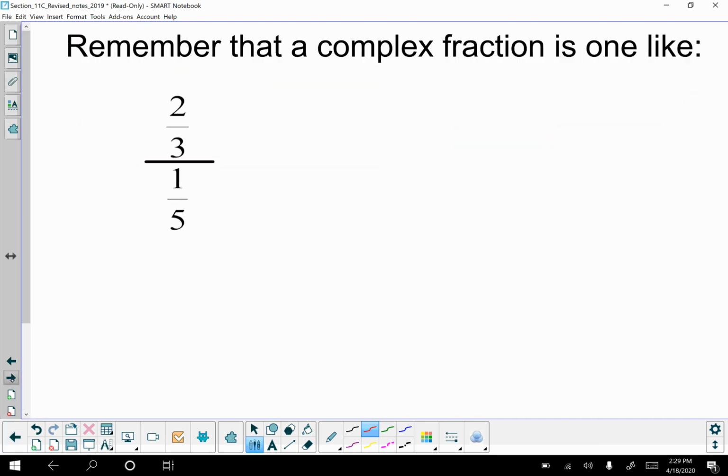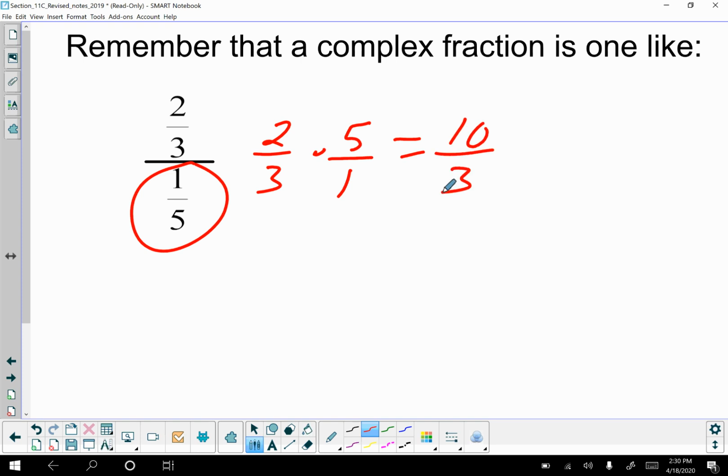All right, so the complex fraction, remember it's this, 2 over 3 times 5 over 1. You'd flip over the bottom, reduce top to bottom if you can. If not, 10 over 3 is your answer. Okay.